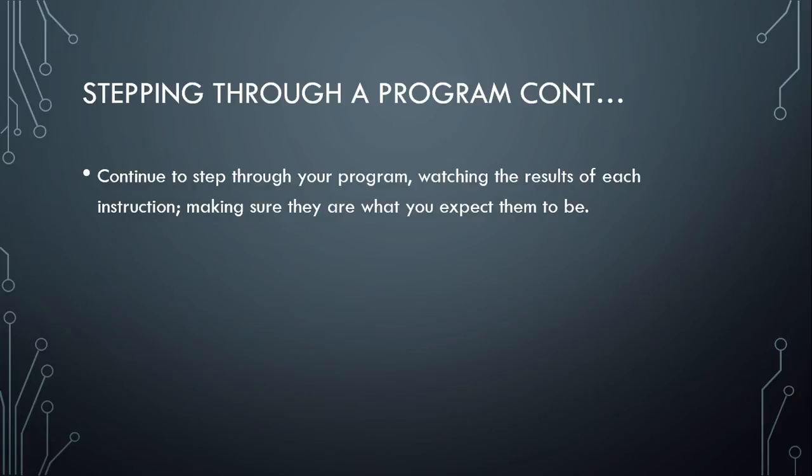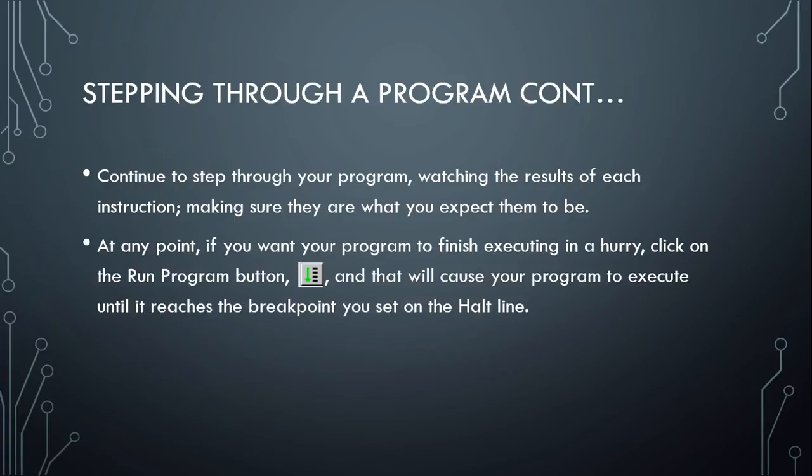If we continue to step through our program, we can watch the results of each instruction, and therefore we can make sure that they're the values we want them to be. This kind of gets into the whole tracing of the program. If at any point you want your program to finish executing in a hurry, we just click on the Run Program button, and that will cause your program to execute until it reaches the breakpoint you set in the halt line. Right? So that concludes the notes there.